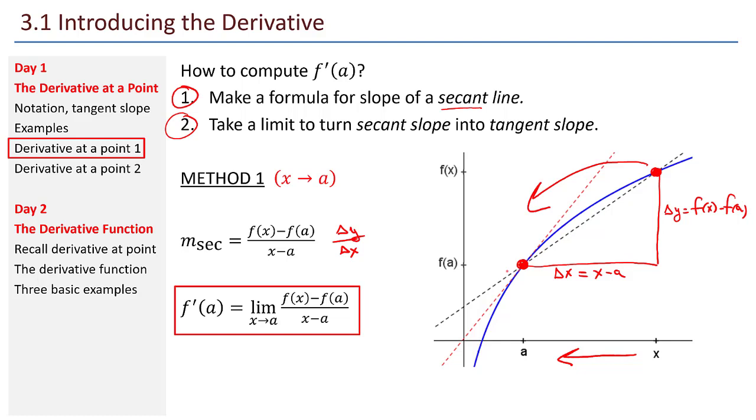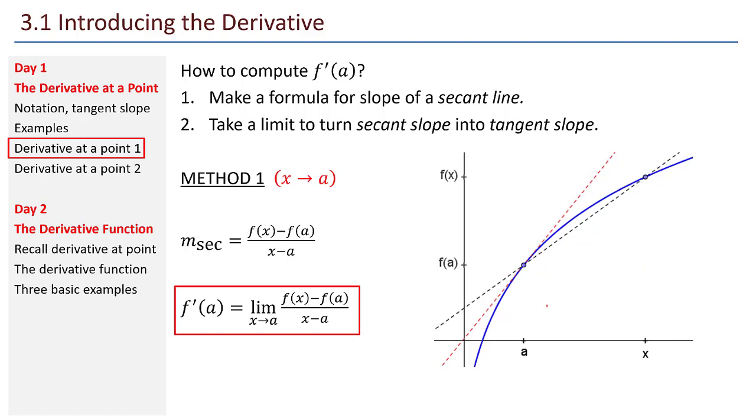Here is an animation of that. X is approaching a, and the secant line is turning into the tangent line. Right there. And that's what's being expressed. The slope of the tangent line is the limit of the slopes of the secant lines.